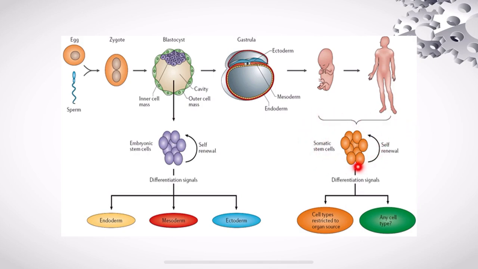So these somatic stem cells are derived from them, which undergo self-renewal and also undergo differentiation to form cell types restricted to organ source and any other cell types.